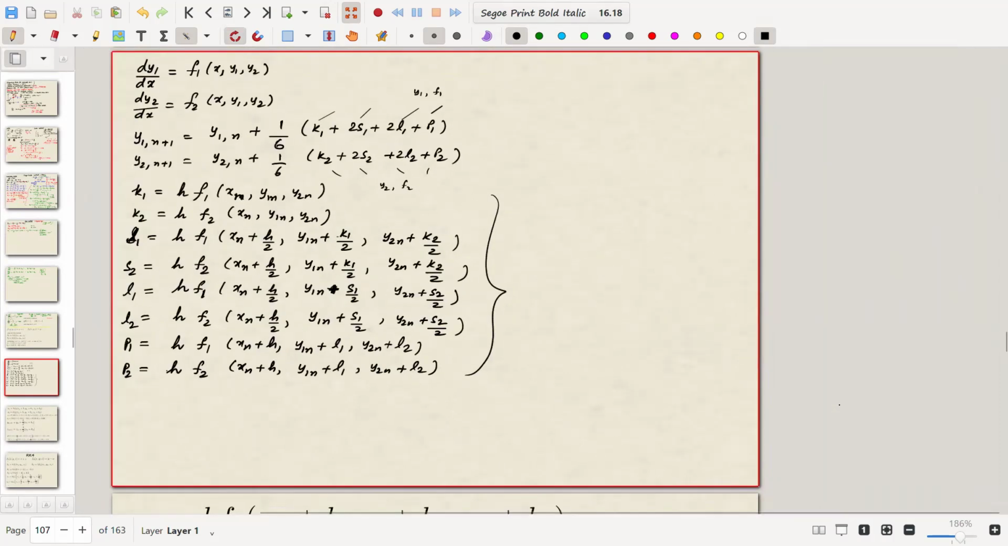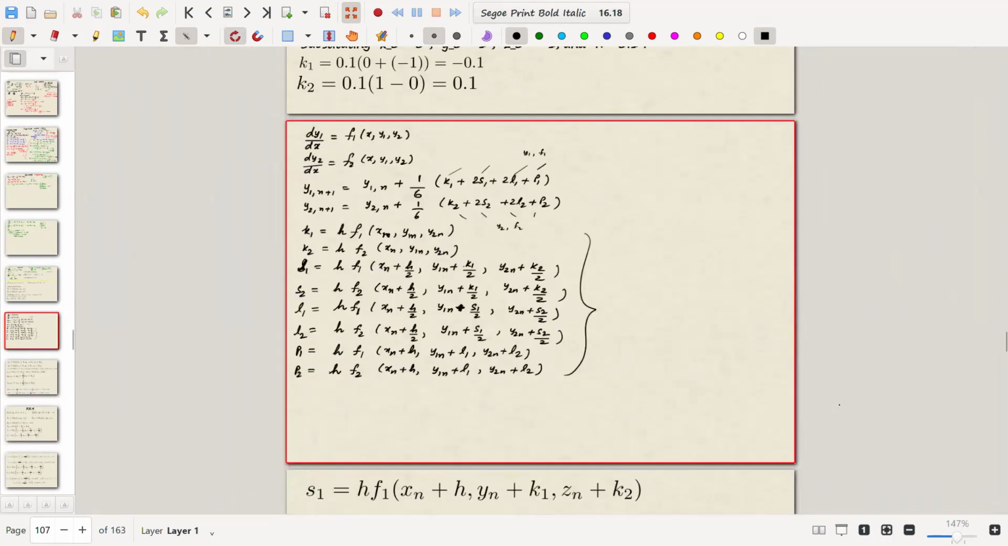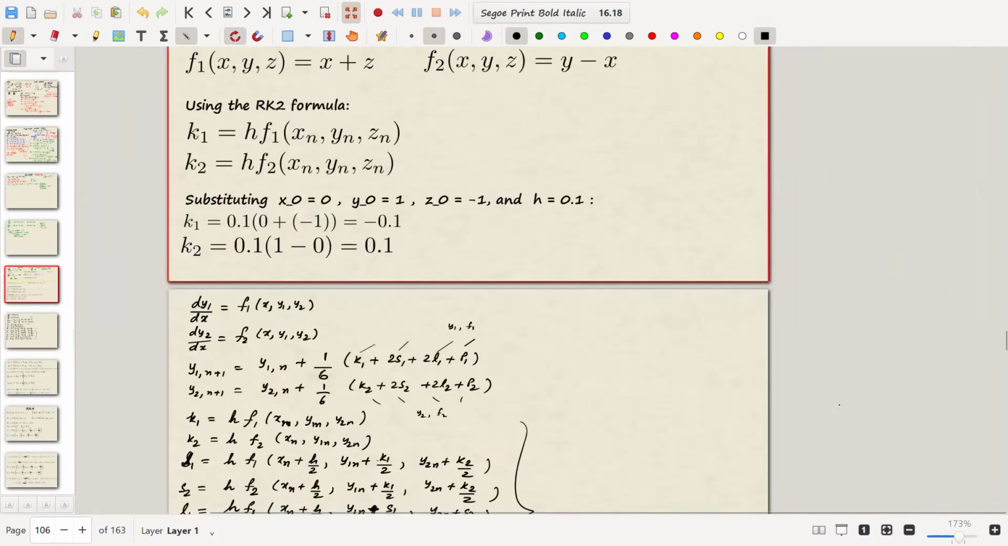So got the idea. Now we have to apply this to solve that coupled ODE. Okay. So yeah, can you try to solve this?